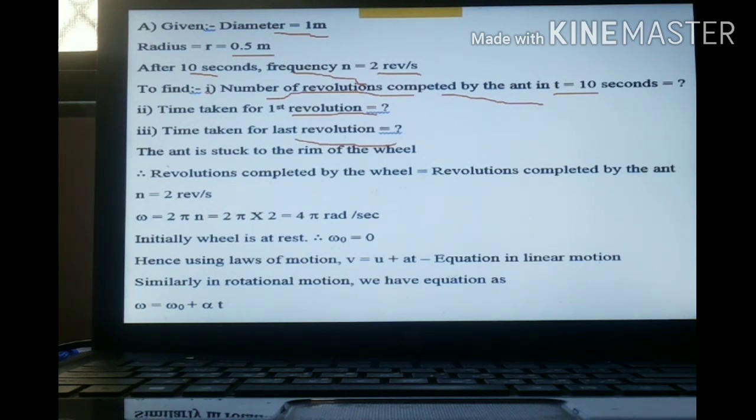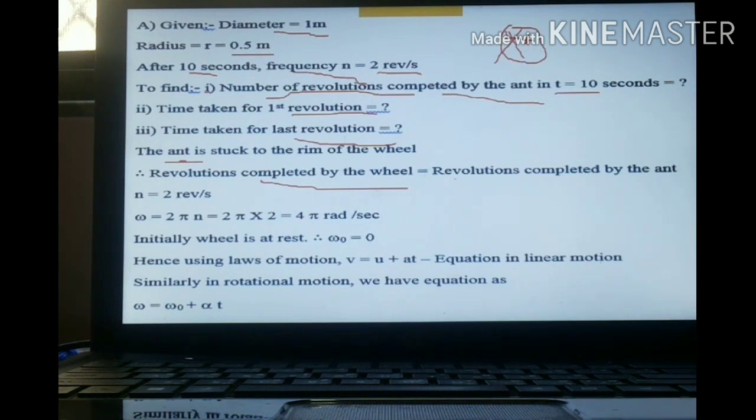As we already know, the ant is stuck to the rim of the wheel. Take for example, this is a wheel and the ant is stuck on this rim. So as this wheel moves, the ant will also move. The total revolutions completed by the wheel will be equal to the revolutions completed by the ant. n is 2 revolutions per second. With the help of n, we can also find the value of omega. Omega is 2 pi n.